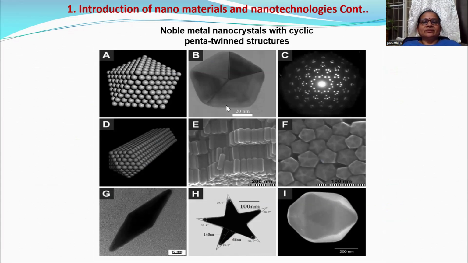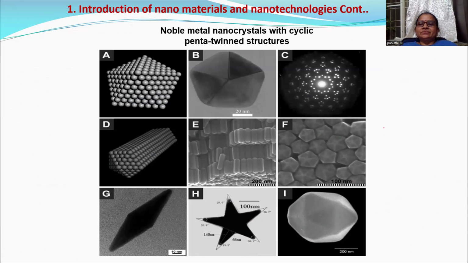Noble metal nanocrystals with cyclic twinned structures. These are different sizes of nanomaterials, like 10 nanometer, 100 nanometer. The star structure is 100 nanometer, and this octagon kind of structure is 200 nanometer. Similarly, the star structure is 100 nanometer. So these all have different sizes and different applications.